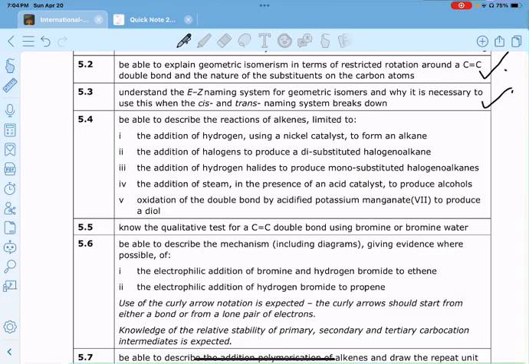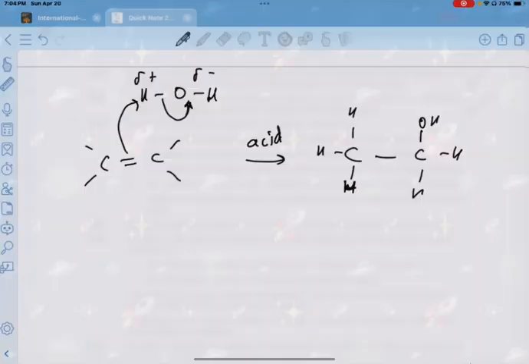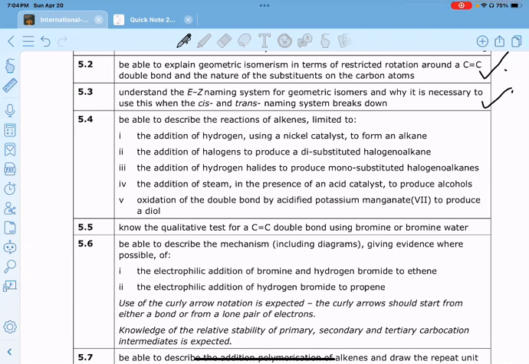Oxidation of the double bond by potassium manganate(VII) to produce a diol. Now, for this one, it's a bit different, okay? So what is the potassium manganate(VII)? It is basically KMnO4, okay? Now, what is a diol?